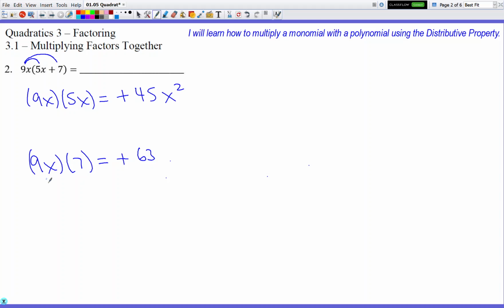Okay. In my second problem, there's an x that's being multiplied because I see a presence of a letter, which is the x, and I only see one x in the entire set of parentheses. In the first and the second one, I only count up once. I put a power of 1. Okay, so when I write my final answer, I get 45 x squared plus 63x.